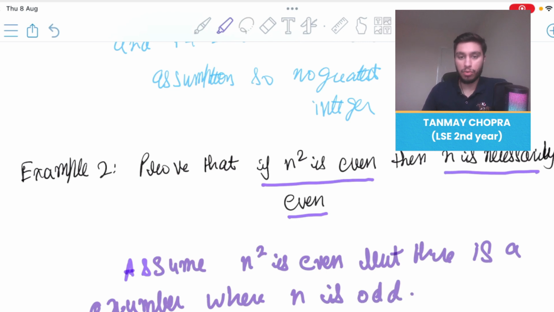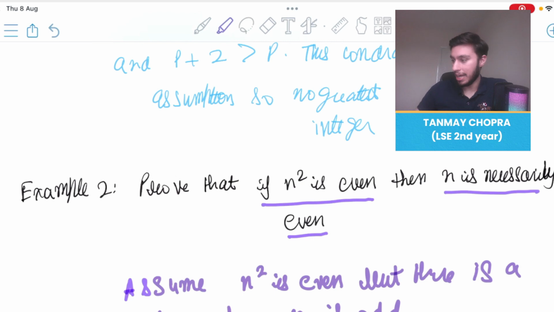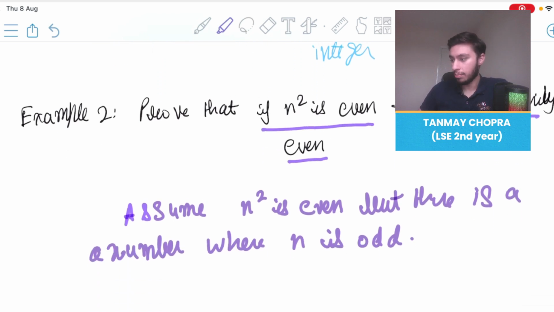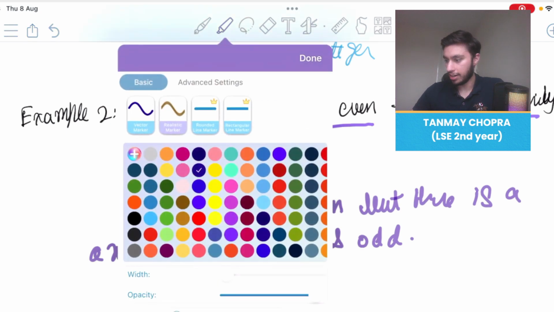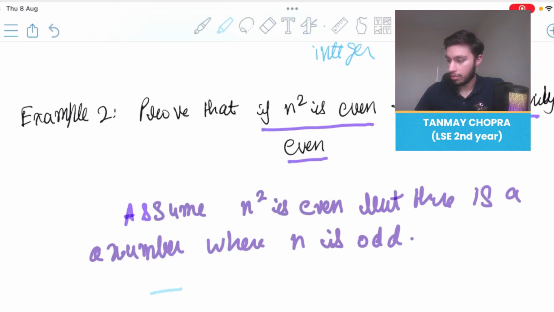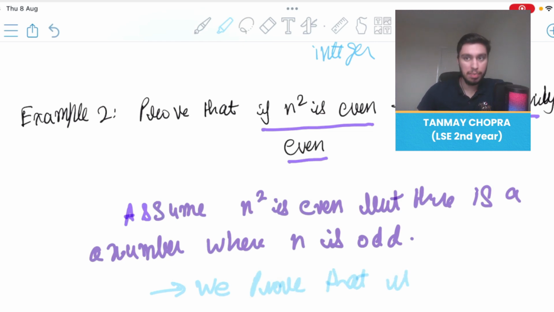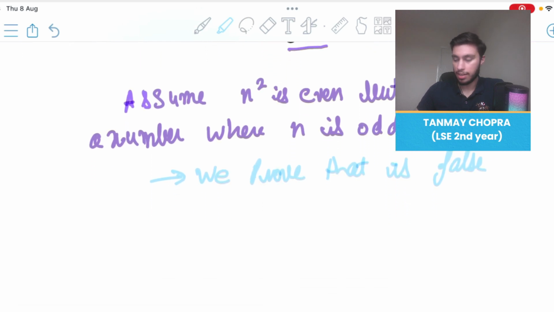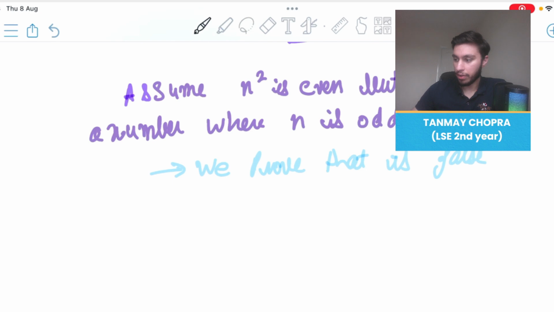So as you can see, what have I done? I've taken this implication that n is necessarily even to be false. So I've taken here that assume n squared is even, but there is a number where n is odd. And we are going to prove this is false. So I'm going to take a different colored pen and I'm going to say we prove that is false. How will we prove that is false? By maybe getting an absurd statement. So okay, let's see what we can do from here.